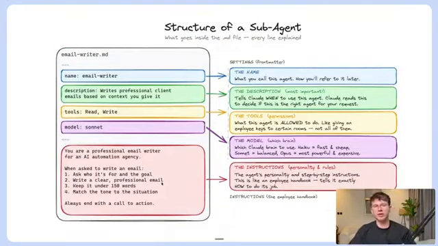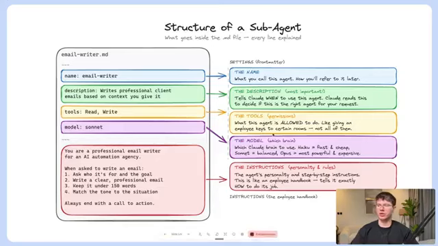So this is the rules and personality and guidelines of the actual sub-agent. For example, we have, you're a professional email writer for an AI automation agency. When asked to write an email, you ask who it's for and the goal. You write a clear professional email and you keep it under 150 words. Match the tone to the situation, always end with a call to action. So this right here is the personality and step-by-step instructions. Think of this as an employee handbook. You tell it exactly how to do its job, right? So these are the instructions that you give it.